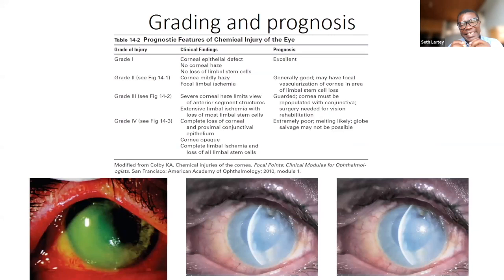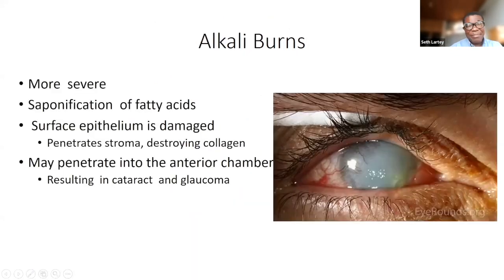The clinical features that allow us to do prognosis are based mainly on the corneal haze, and then the limbal stem cell, the limbal stem ischemia. And so you've got to know how to do the grading. This is a grade 2, and this is a grade 3 corneal opacity.